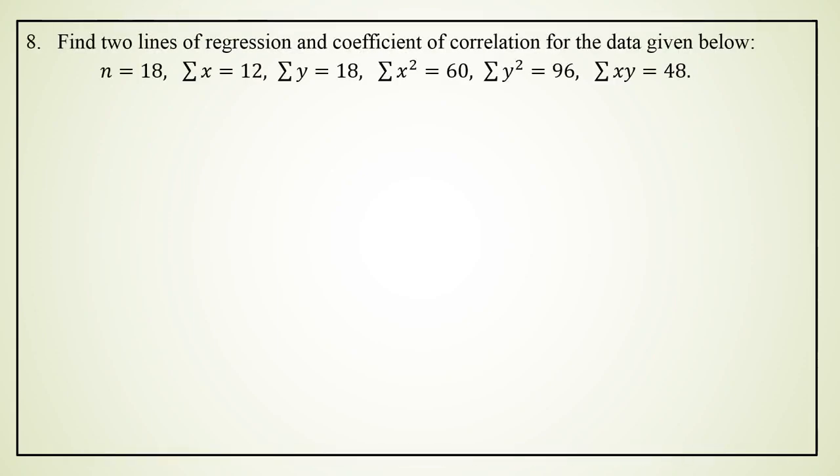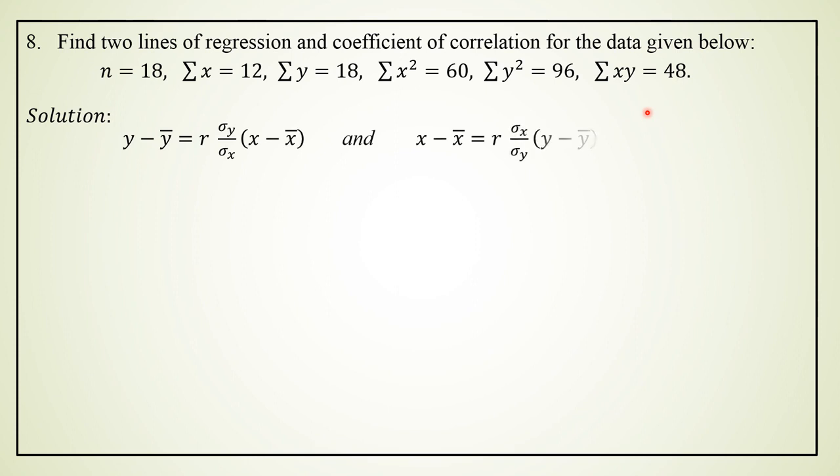Find the two lines of regression and the coefficient of correlation for the data given below. The number of data points over here is 18. Summation of x is equal to 12. Summation of y is equal to 18. Sum of squares of x is equal to 60. Sum of squares of y is equal to 96. And the summation of x into y is equal to 48.